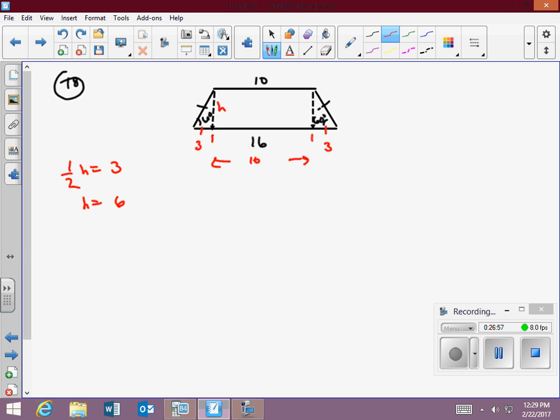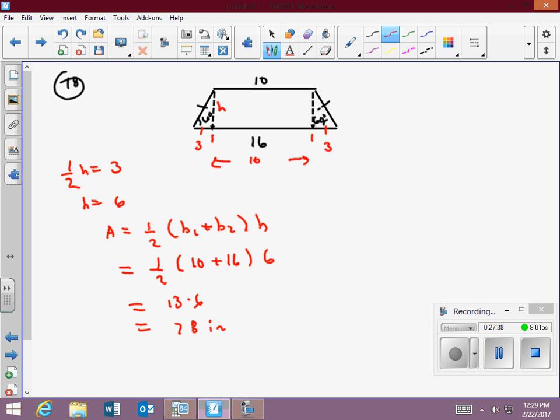So then the area is 1/2 base 1 plus base 2 times the height. And then it's 1/2 of 10 plus 16 times 6. Is that 13 times 6? 78. And that's, what is that? Units. It's inches, isn't it? Inches squared.